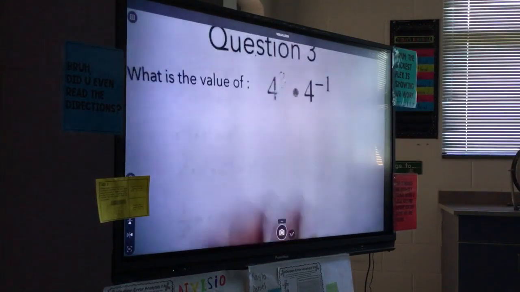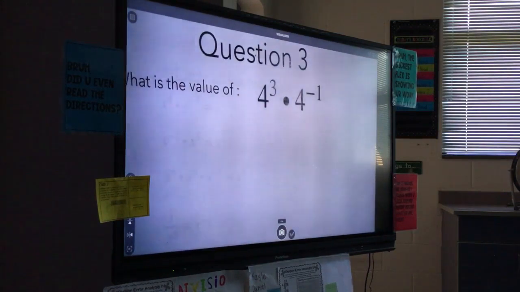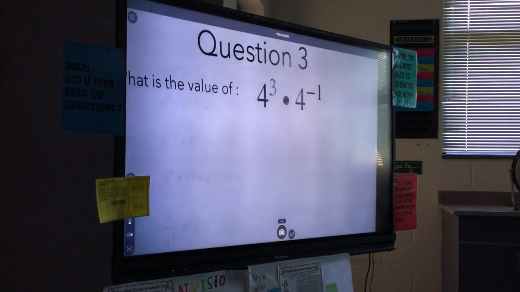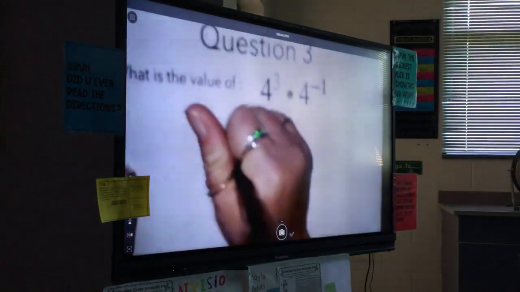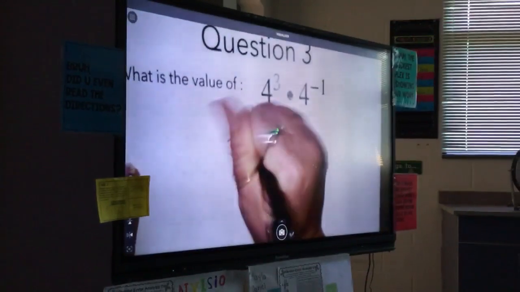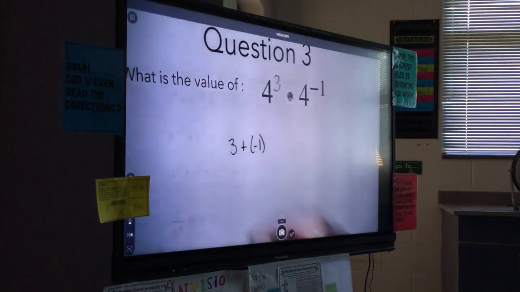All right, so we're finding the value of this one. So if division means subtract, what does multiplication mean? Add. So here, again, just looking at your exponents. What do we get when we do 3 plus negative 1? 2. So your answer for this one is 4 squared.